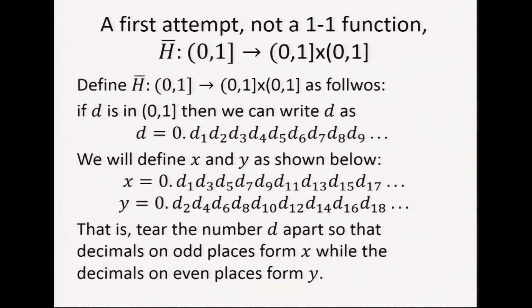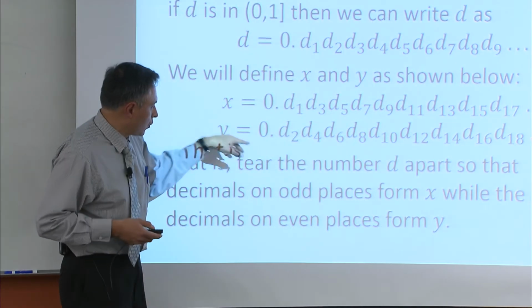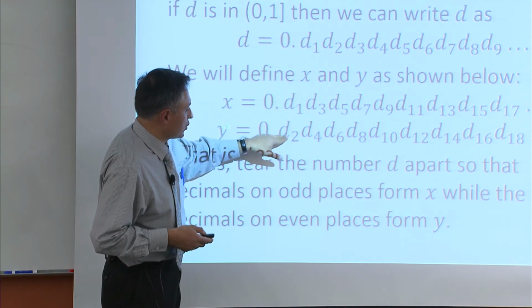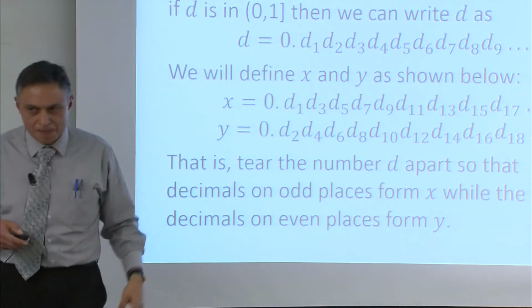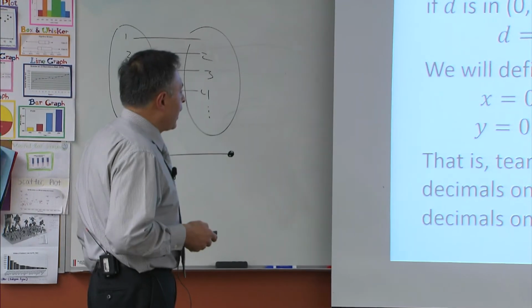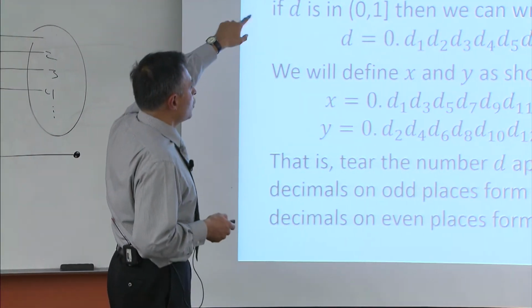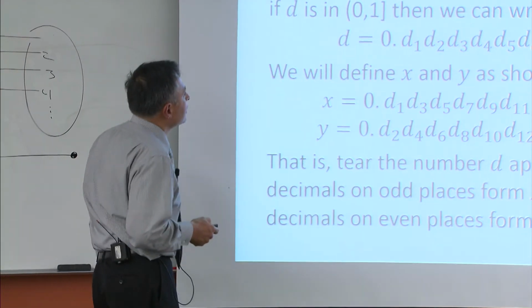Once you have a decimal representation, you can start working with the decimals. For instance, my first approach was to take D1 and start building X with the odd-place decimals. So the first, the third, the fifth, and so forth. And build up Y with the even-placed decimals. So the second, the fourth, the sixth, and so forth. That was my first attempt, and I thought I got it. That's why I call it H bar, because later we're going to do a real H.